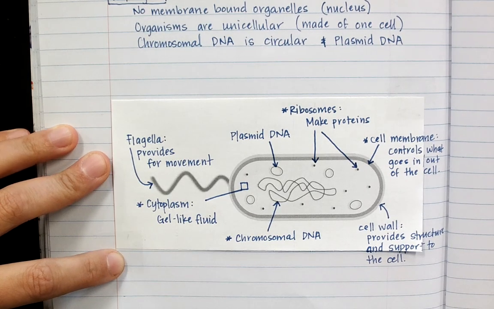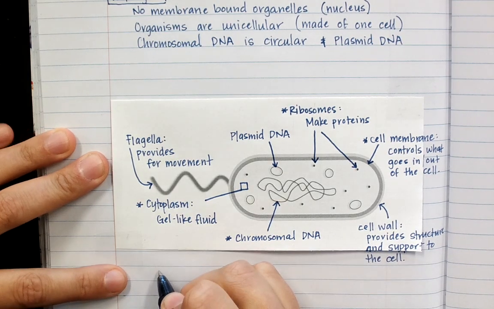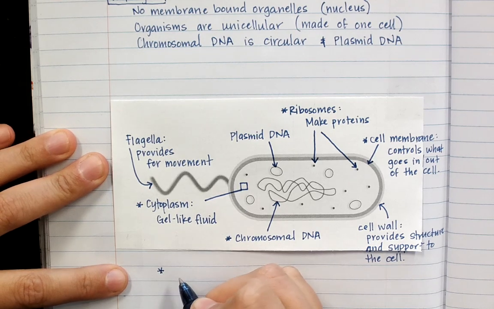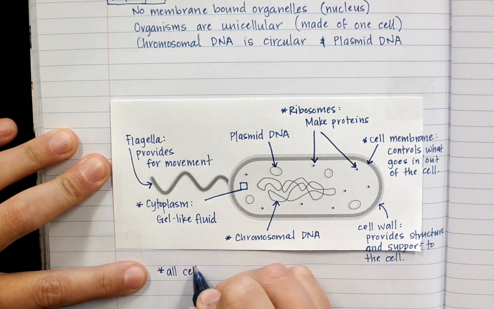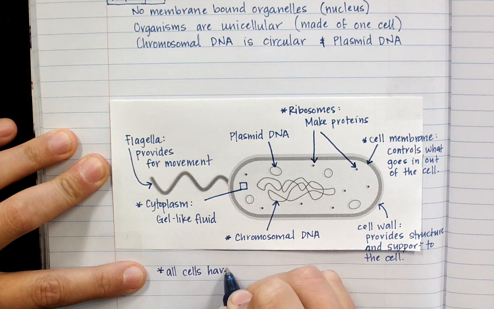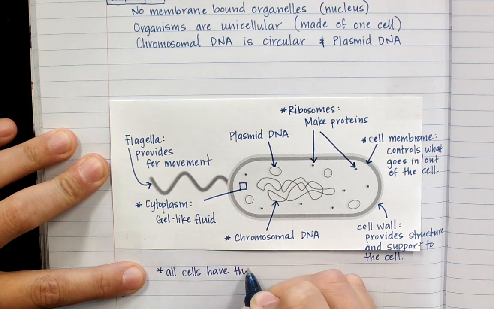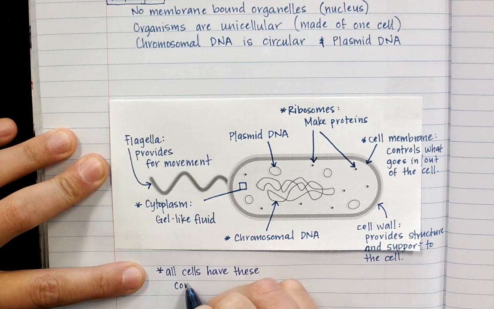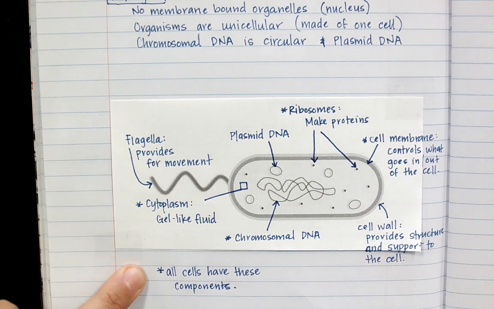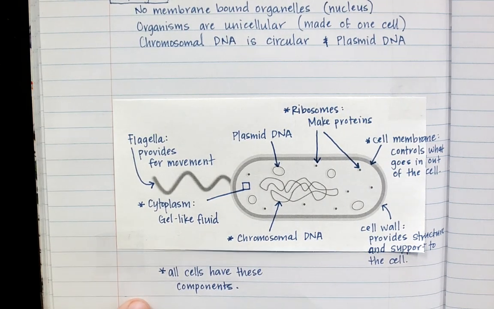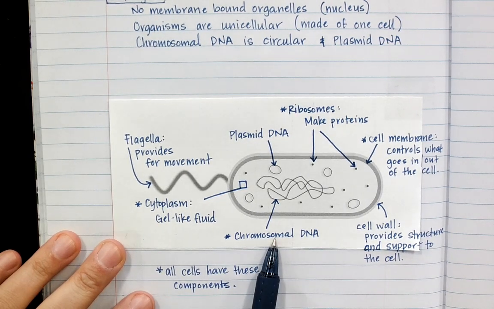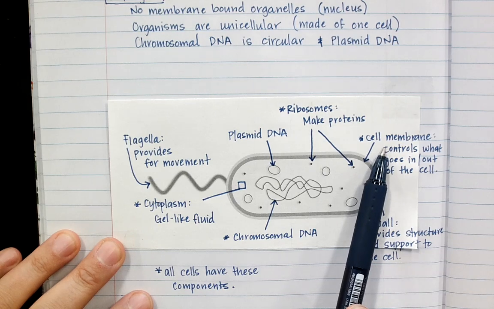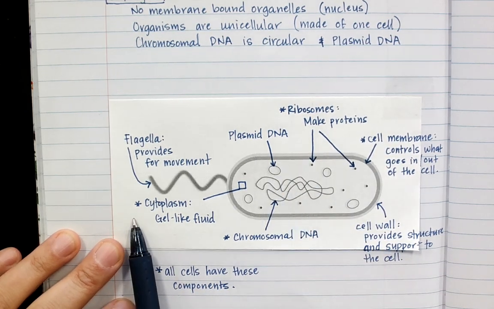All right, the last thing that we are going to put on this page is we're going to put a star to tell us what all of these things that we starred are. And so we're going to say here that all cells have these components. And when I say all cells, I'm talking all cells. So your animal cells, your plant cell, your bacteria cells, they are all going to have chromosomal DNA, some sort of a cell membrane, ribosomes, and cytoplasm.